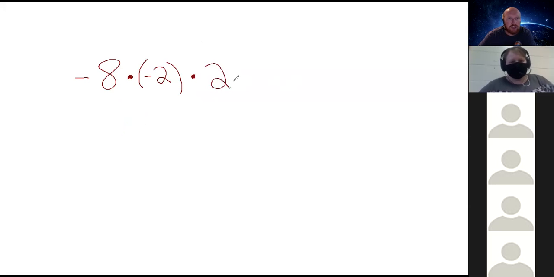Now we're going to take the same problem. So we have -8 times -2. And then we're going to multiply it by a positive 2. Is our final answer going to be positive or negative? I want you to message me in the chat. Is our final answer going to be positive or is it going to be negative? Message me in the chat.